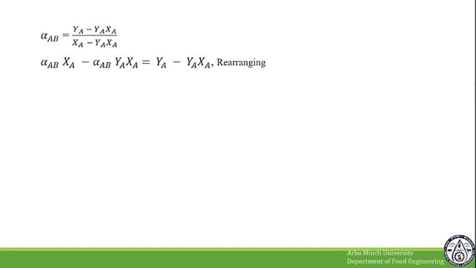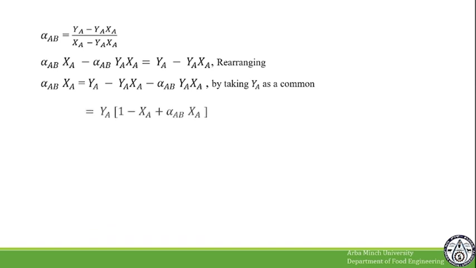So we could rearrange this equation. When we rearrange it, it becomes like this: alpha AB xA is equal to yA minus yA times xA, minus alpha AB yA times xA. By taking yA as common, we could rearrange it. So yA is similar here: yA on the right side of the equation becomes yA into (1 minus xA plus alpha AB xA).